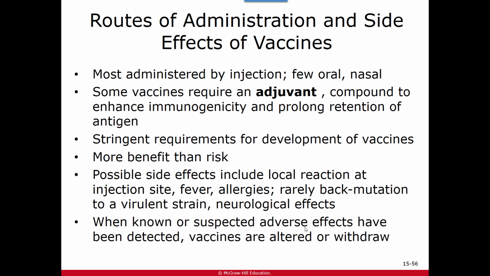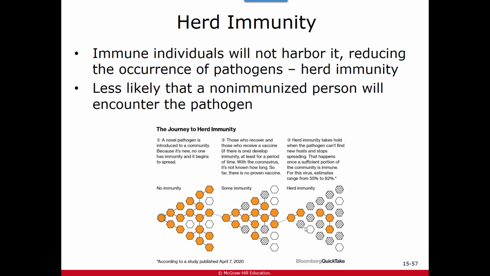Now, another thing that is also talked about with COVID-19 is herd immunity. Herd immunity really means that if enough immune individuals are out there, meaning they've already had it, they've developed an immune system response to it, they're not going to be able to harbor the virus, and it means it can't spread.